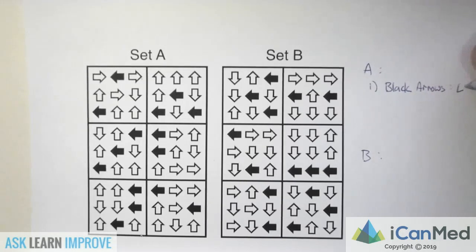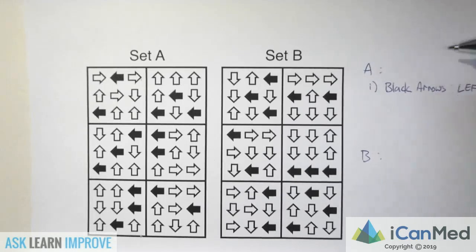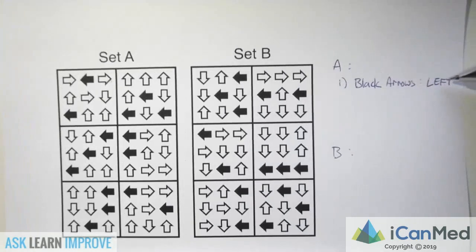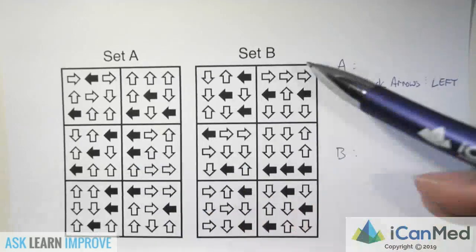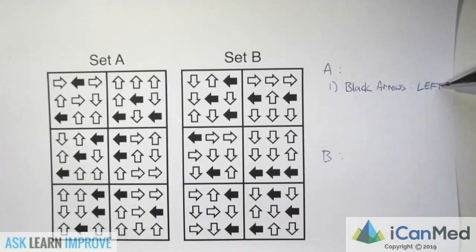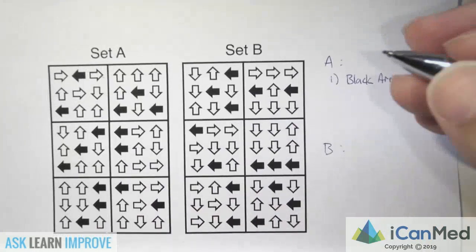Okay, so black arrows left. So matching color with rotation. And as you can see, there are no white arrows, so it works the other way around as well. If it's pointing to the left, you'll get black arrows. And it's the same for set A as with set B.